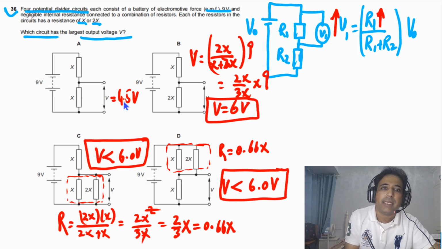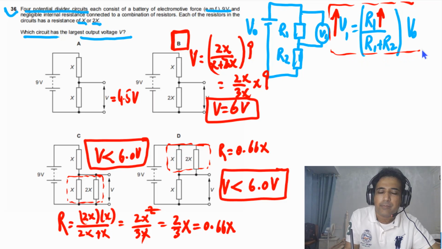So it simply means that we need to find out the largest. So the largest is across B. You can calculate the exact values simply using this formula.